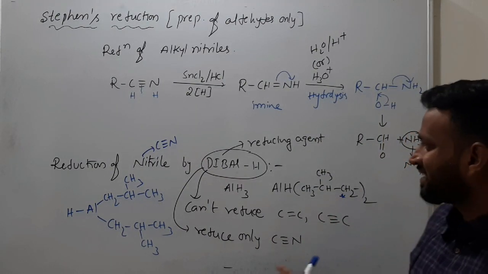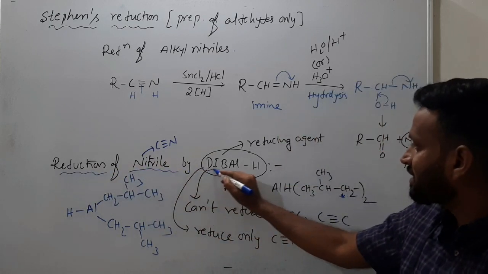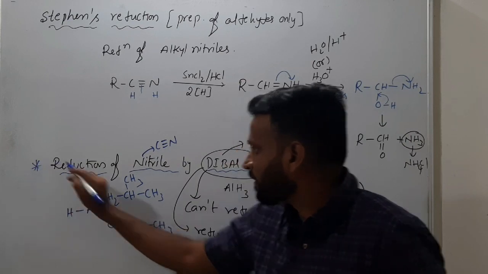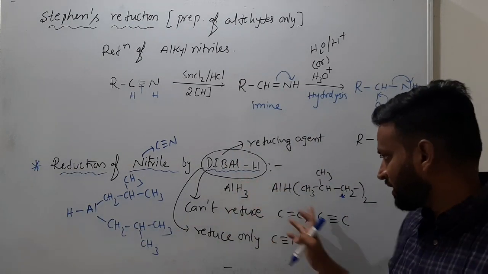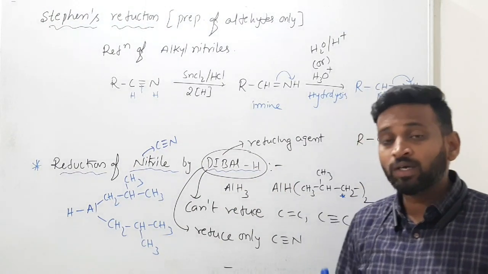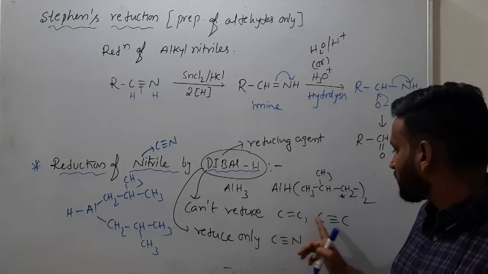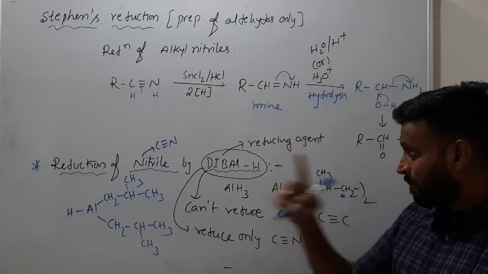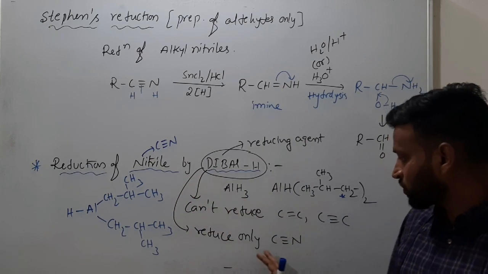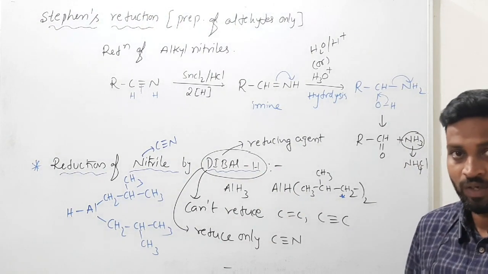So what I have written here, the reaction was not given; simply the reduction of nitriles by DIBAL-H was given here. So what exactly is the function of DIBAL-H? What is the main function of this DIBAL-H? It cannot reduce C double bond C and C triple bond C, but this DIBAL-H will reduce only C triple bond N. Got it?